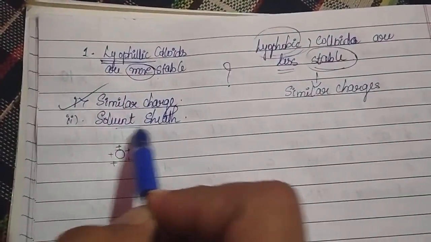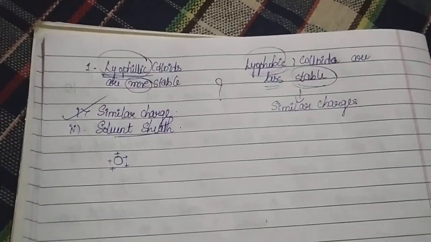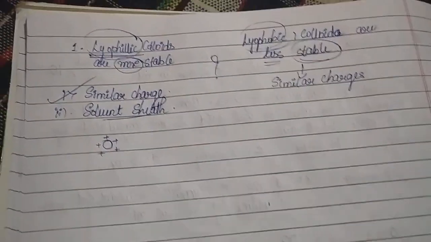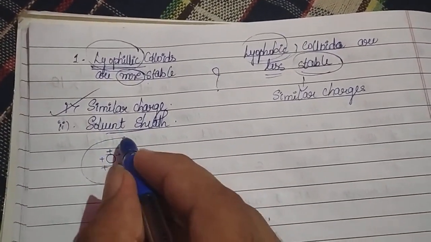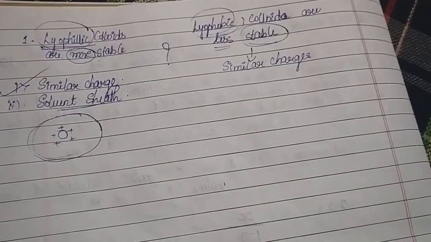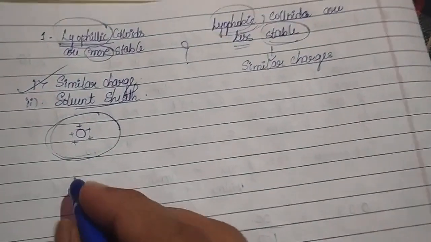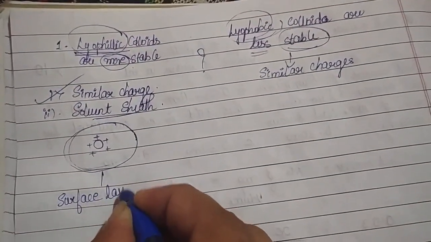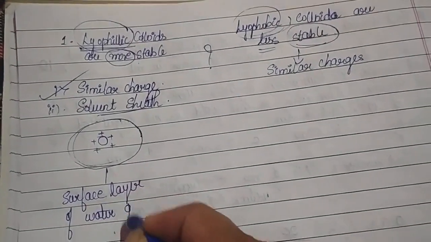But when I come to the second criterion, we know that lyophilic colloids have mutual interaction between the dispersed phase and the dispersion medium. So the dispersion medium will form a protective layer, another layer around these colloidal particles. What is this layer actually? It is a surface layer of water of hydration.